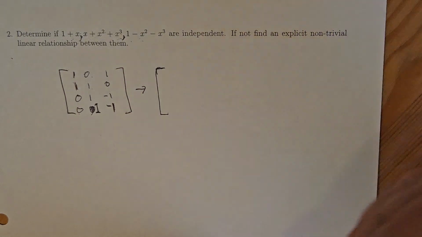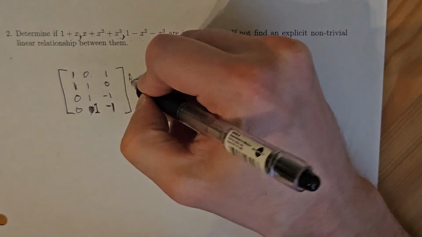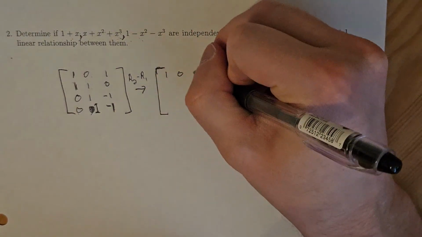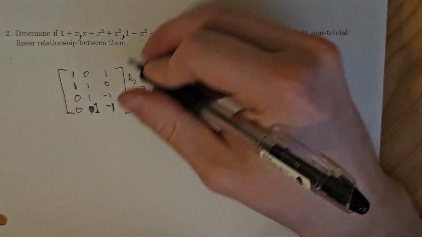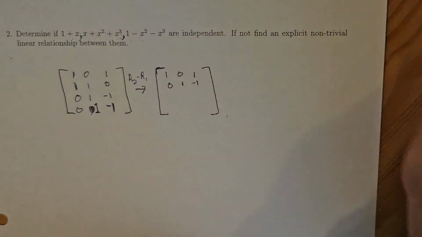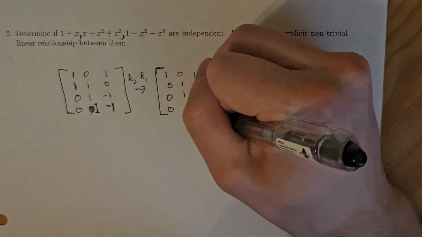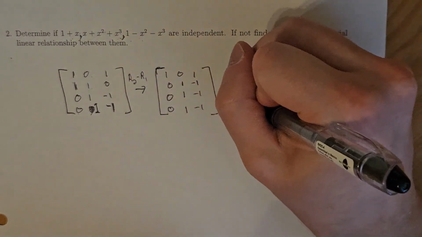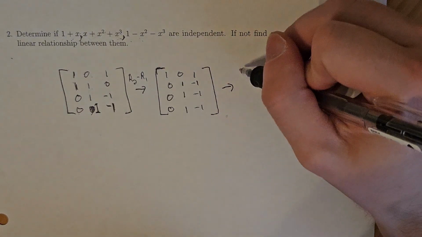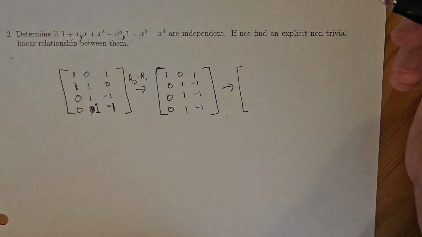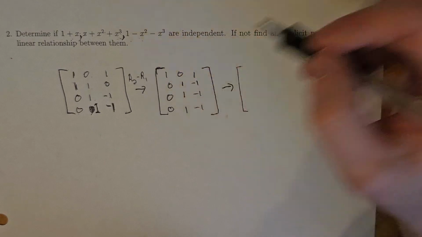So let's keep going. Let's go ahead and try to simplify this. I'm going to take row 2 and subtract off 1 row 1 to help row reduce here. And we get 1, 0, 1, 0, 1, 1 minus 0, and then 0 minus 1 is negative 1. All right, I'm not adjusting this row at all. And now, what do we get? Well, 1, negative 1, 1, negative 1. Here, okay. Oh, and 1, negative 1.